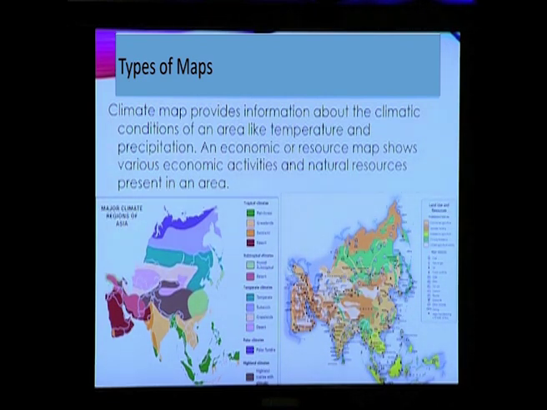The first map on the board shows a climatic map of South Asia. Different color represents different climatic zones. And the next one is again of South Asia, but this is an economic or resource map showing different economic activities and different resources found in South Asia.